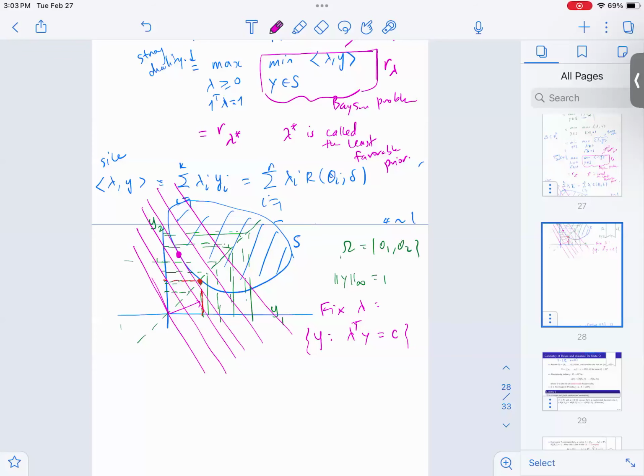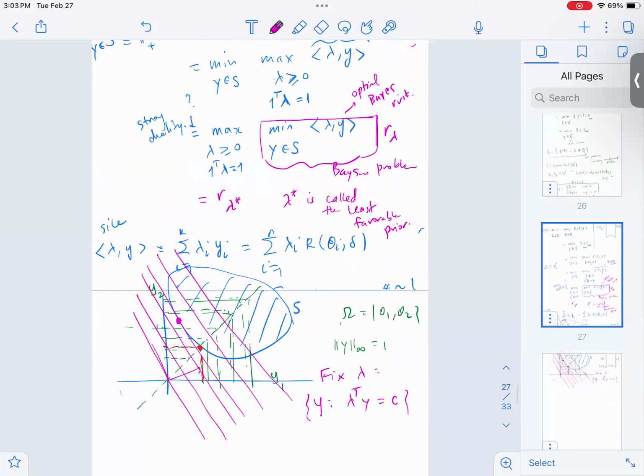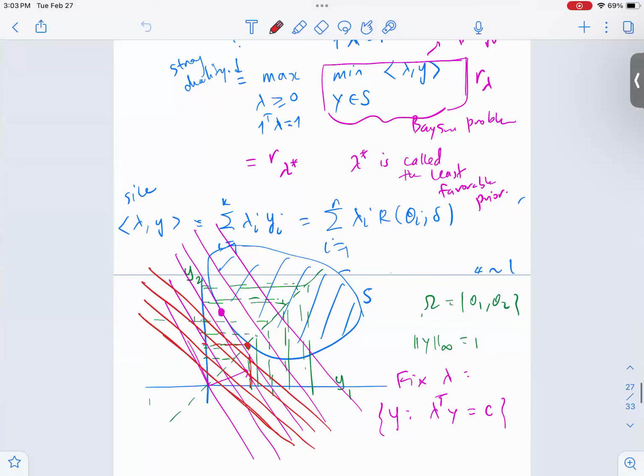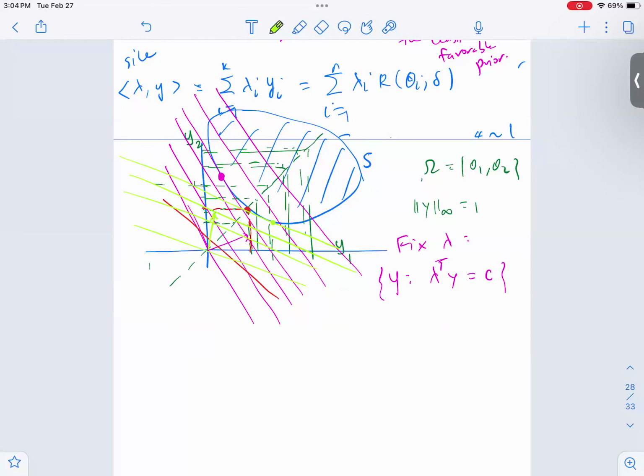That's the intermediate part. That's the part that we can minimize. So I choose this prior and minimize it, and I hit this. If I change the prior, it would be a different set of lines. If I choose a different prior, let's say a different one, maybe this would be my mu vector. So it would be these lines, and the first time I hit, this is going to be the Bayes rule associated with that. So I'm going to change these priors, and every time I hit one.